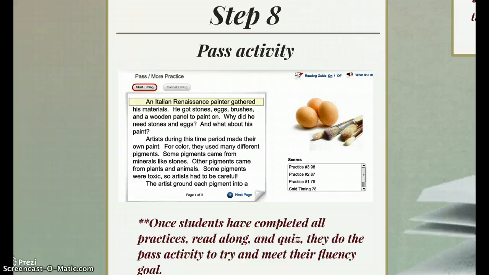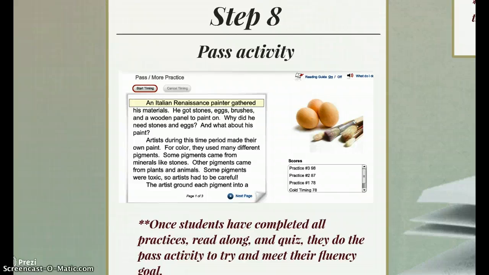Step 8 is the pass activity. So this is at least the 8th time the student has seen the text. And so the student has a preset goal that they're trying to meet or exceed, and the teacher is with them during this time. So they tally the mistakes the student makes, and the student reads the passage once again for 1 minute.